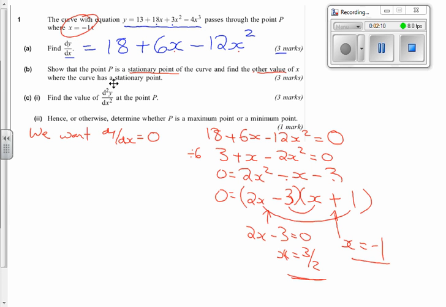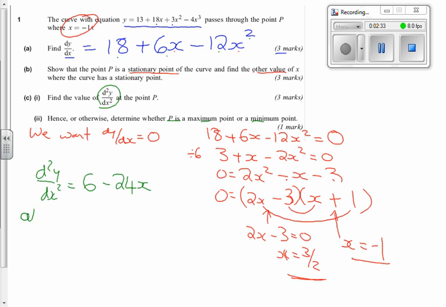Part C. Part C says find d2y by dx squared. It means differentiate again. So differentiating the 18, that now disappears. 6x goes to 6. 12 times 2 is 24, and the power goes down by 1. And the last part, find out whether it's a maximum or a minimum.